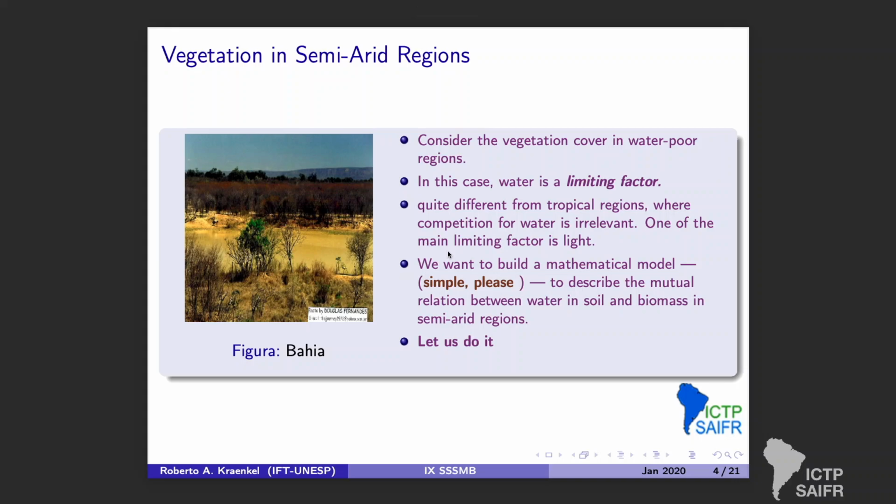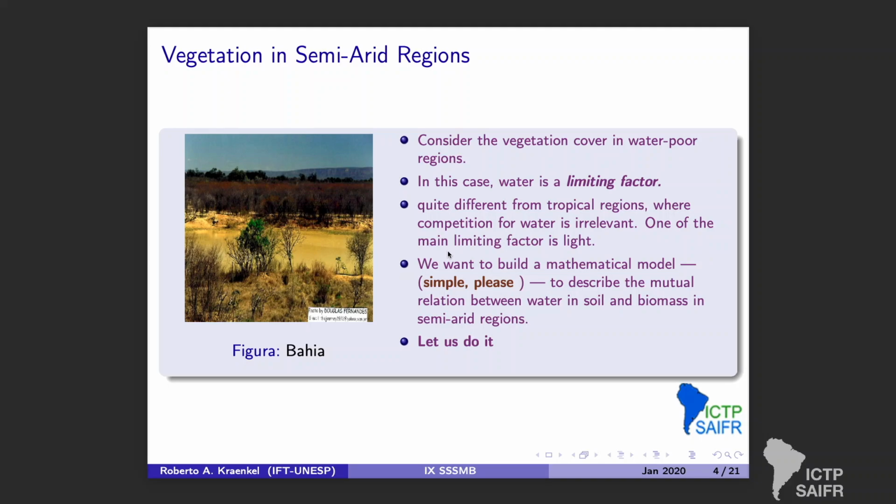So we will consider vegetation cover in regions where water is the main limiting resource. That's correct for semi-arid places. You have vegetation, but water is a limiting factor. So this would be very different from other regions, like a tropical forest, for instance. A tropical forest has a lot of water, so water is not limiting. But in semi-arid regions, the water is limited.